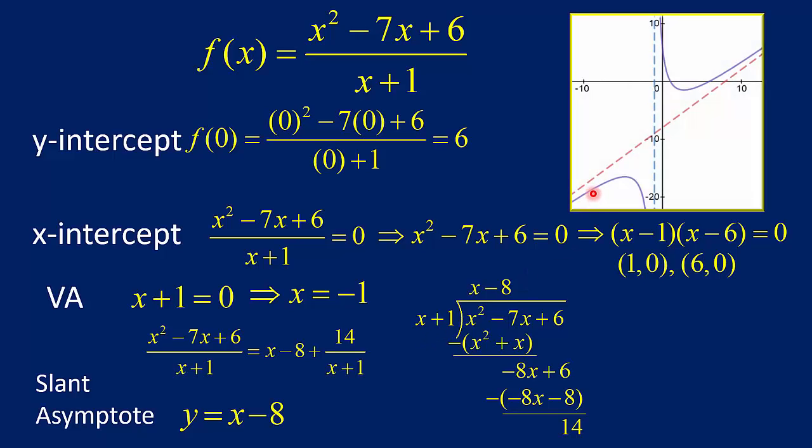Notice there's the slant asymptote right here. And what happens is as x gets larger and larger, the function settles down to this slant asymptote in both the positive and the negative direction. And here's our vertical asymptote here. Here are our two x-intercepts, and here's our y-intercept.